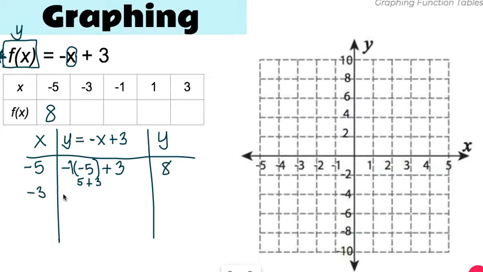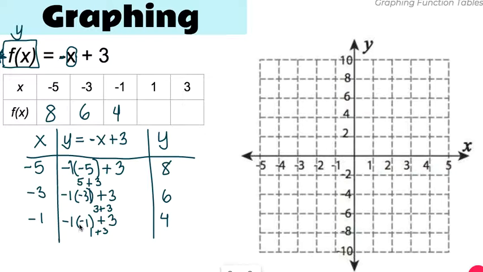Next up is -3. I can follow the same pattern that I did with -5, and I have -1 times -3 plus 3. -1 times -3 is 3. 3 plus 3 is 6. Now x equals -1. I follow my same pattern when substituting. I get negative times x. -1 times -1 is 1, plus 3, I get 4.